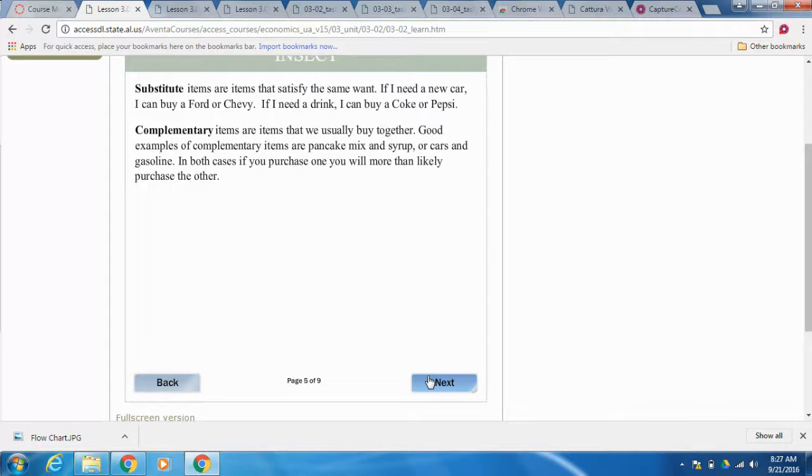Substitute items satisfy the same thing. Fords and Chevys, they're both trucks. They satisfy the same want. Coke and Pepsi satisfy the same want. Complementary items go well together, such as pancake mix and syrup, such as cars and gasoline.